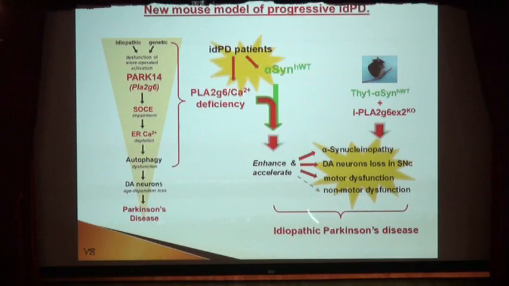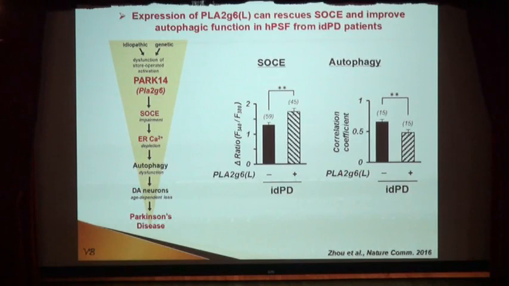And this seems to be the first model which has not only synucleinopathy, but also very substantial, progressive neuronal death and motor dysfunction and this non-motor dysfunction as well. So how else can we test if this vision is real or the matter of our imagination only?